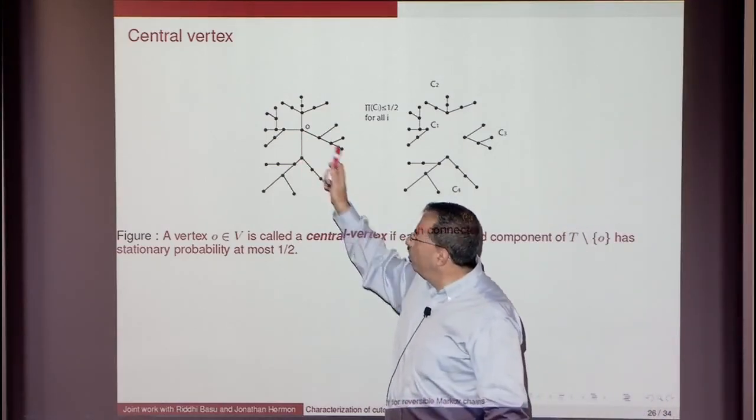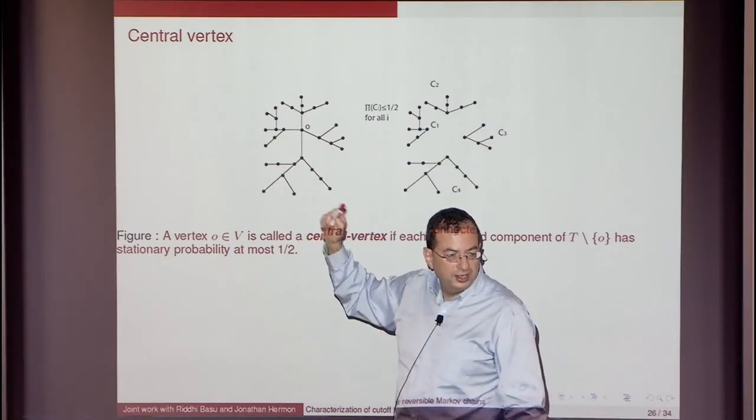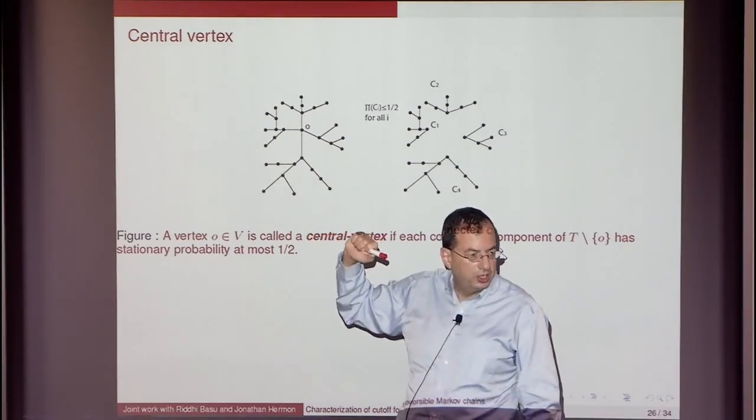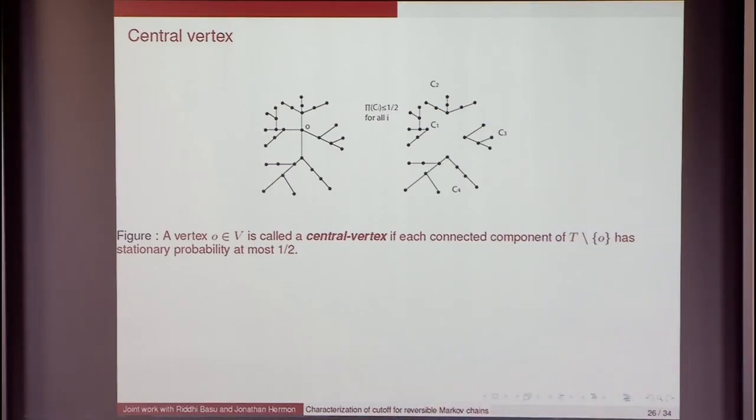A central vertex is a vertex such that when you remove it, all the connected components that result are less than half the tree in stationary measure. Remember, stationary measure here is just proportional to the degrees. So in other words, when I remove the vertex and count edges in each of the resulting components, they're less than half the original tree's.